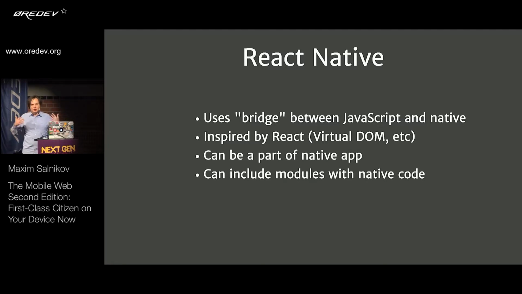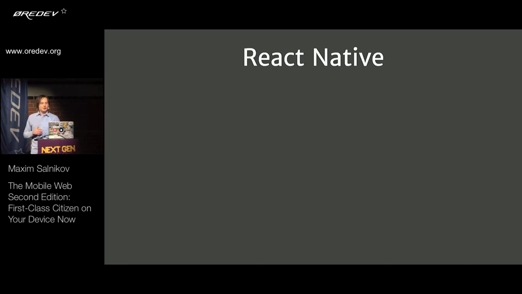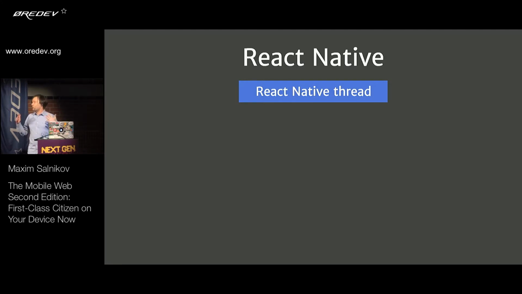So basically in Objective-C, Swift, Java, Kotlin, real native code. So we can plug it into our JavaScript application. Let's have a quick look at how it works. We run our JavaScript code in a separate thread.